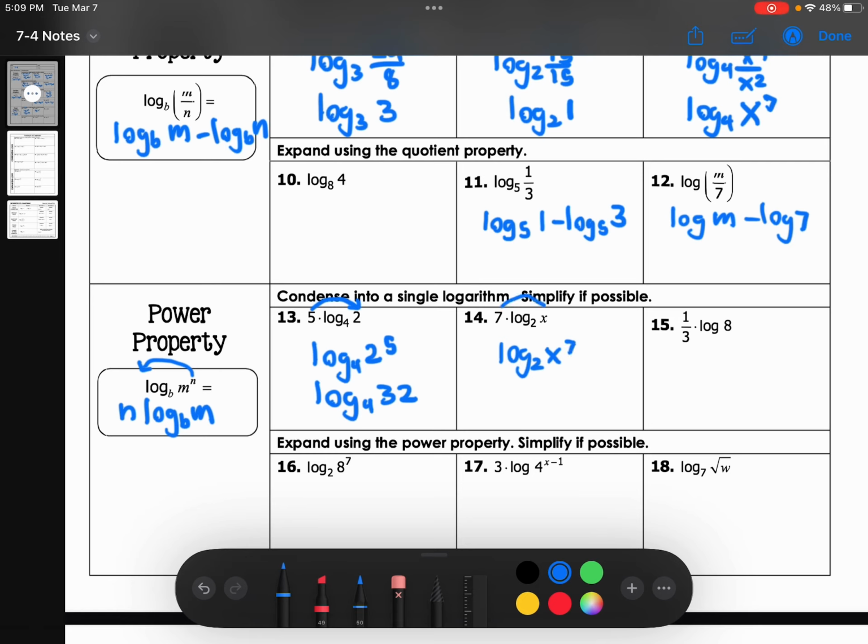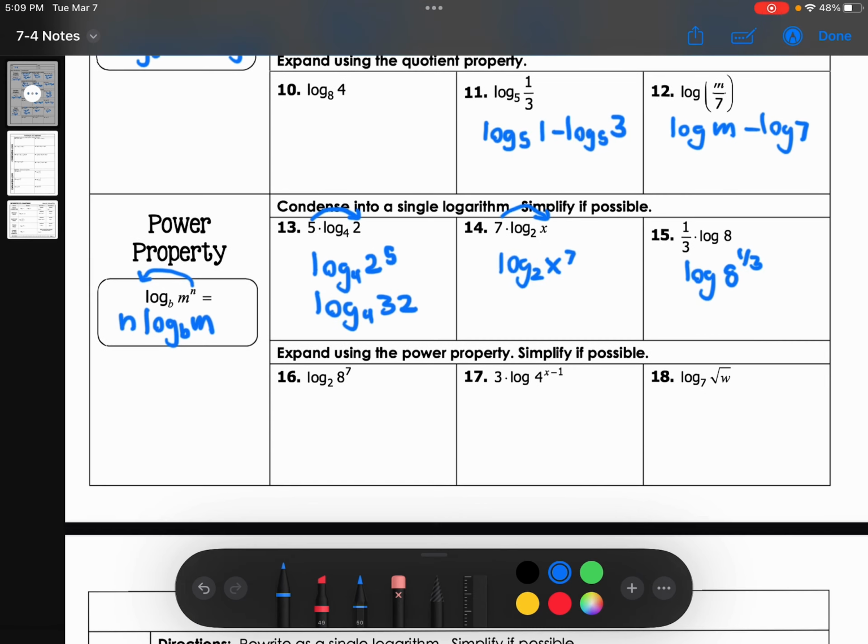Again, I bring that number, then I multiply and bring it up as a power. And then finally, log of 8 to the 1/3. Okay. Now, when I'm expanding, it's backwards. If the power's up here, I'm going to put it to the front. So I have 7 log of 2 like that, okay?